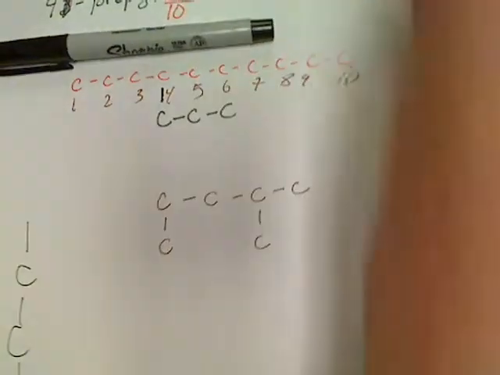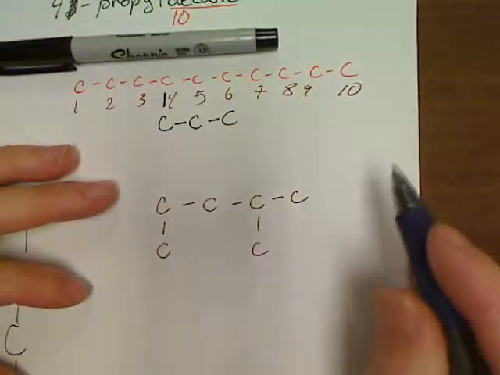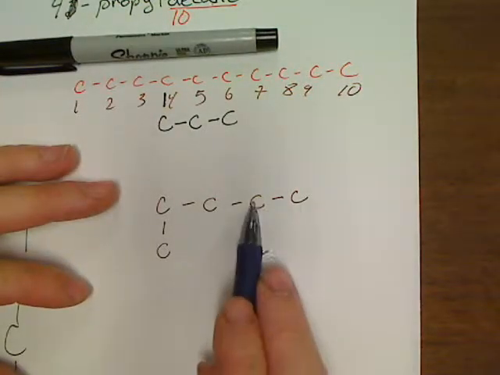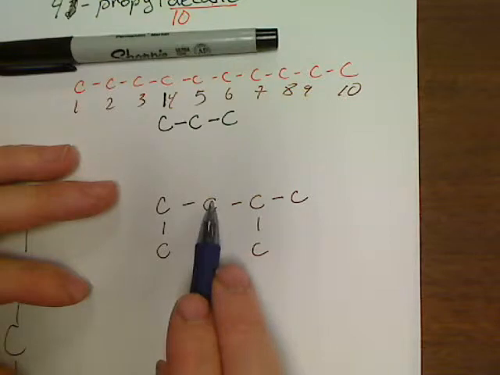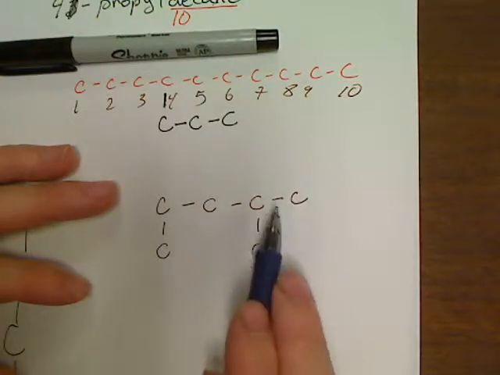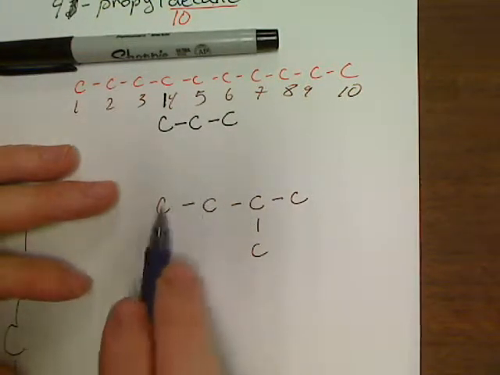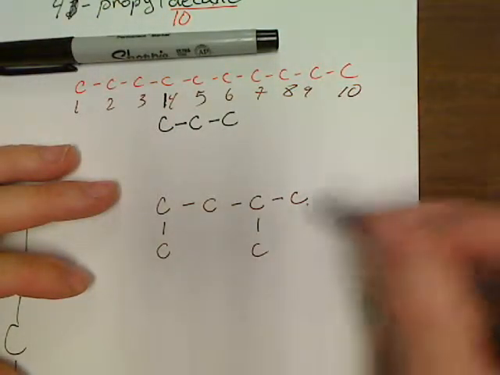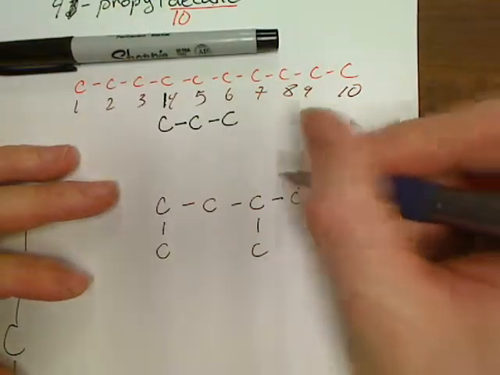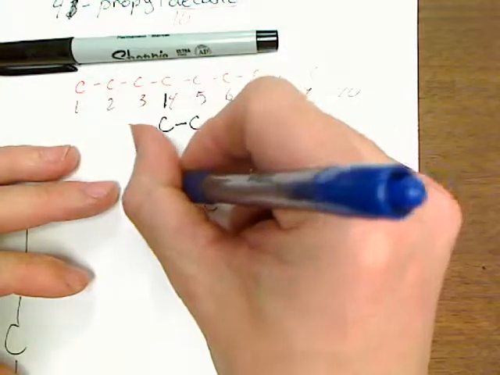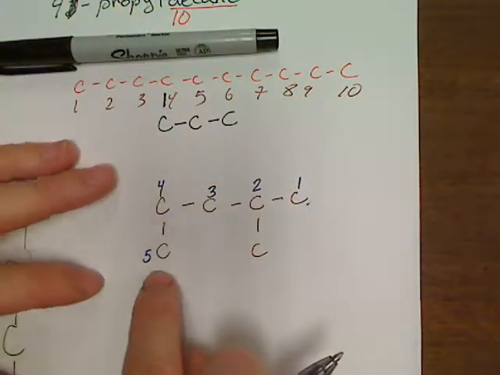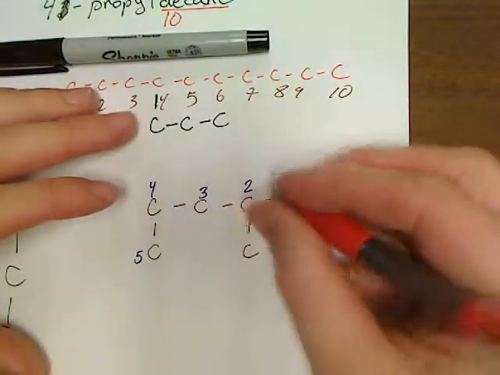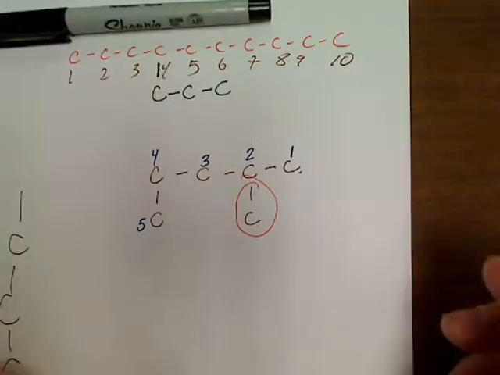So how do you number this one? Make the longest chain you can find. 1, 2, 3. Not the longest chain. 1, 2, 3, 4, 5. 1, 2, 3, 4, 5. So it doesn't matter if you call that one or that one. It's both going to be the same. So I'm going to go 1, 2, 3, 4. Five. And again, I could have numbered it backwards, but I want to get to this as quick as I can. So here I've got one C hanging off this.